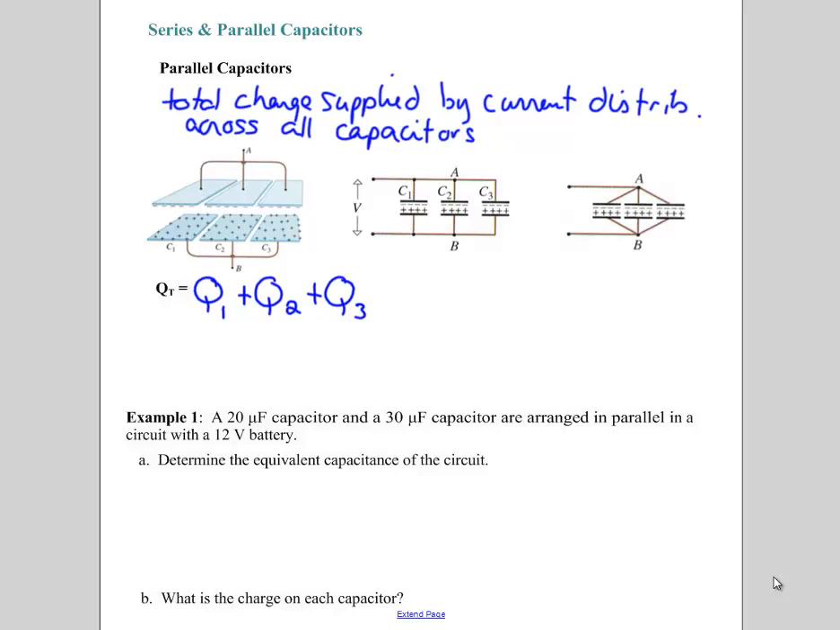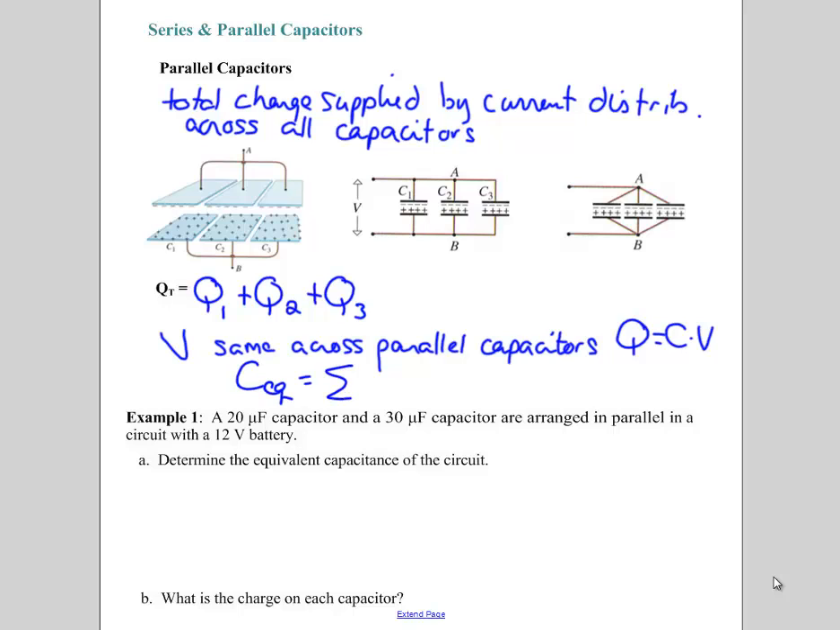The potential across each of the capacitors when they're arranged in parallel is the same. And we remember again from our last unit that charge equals capacitance times the voltage, or the potential. So our equivalent capacitance is equal to the sum of each of the capacitors.